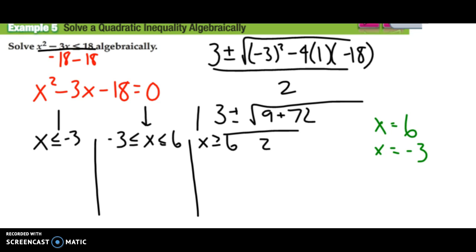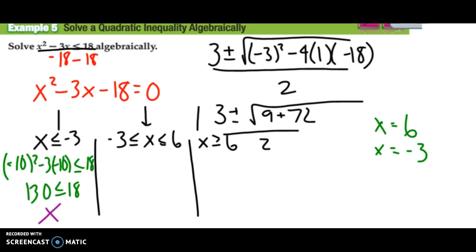So let's try a number that's less than negative 3, say negative 10. I put negative 10 in for x: negative 10 squared minus 3 times negative 10 should be less than or equal to 18. So this would be 100 plus 30, so 130 is less than or equal to 18. Is 130 less than or equal to 18? It is not, so that doesn't work.